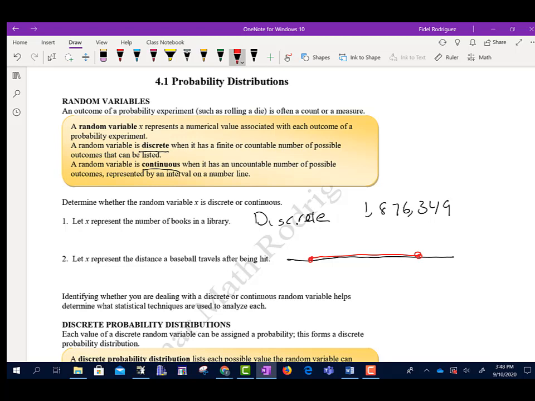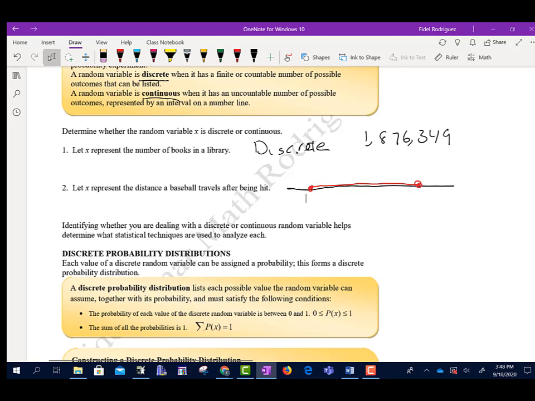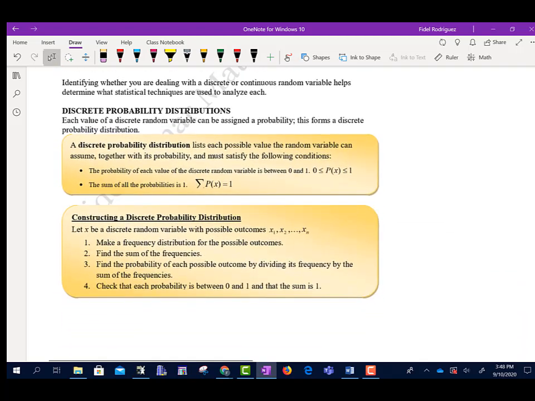Okay, so identifying whether you're dealing with a discrete or continuous random variable helps determine what statistical techniques are used to analyze each. So in dealing with discrete probability distributions, which is what we're going to be talking about right now, each value of a discrete random variable can be assigned a probability. This forms a discrete probability distribution. The discrete probability distribution lists each possible value the random variable can assume together with its probability, and we have to satisfy the following conditions.